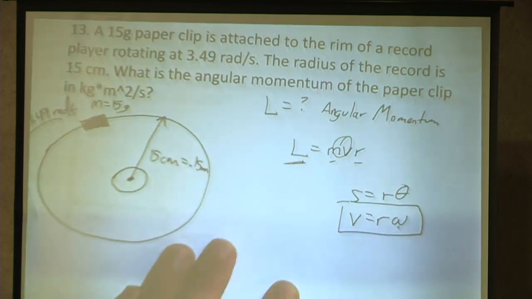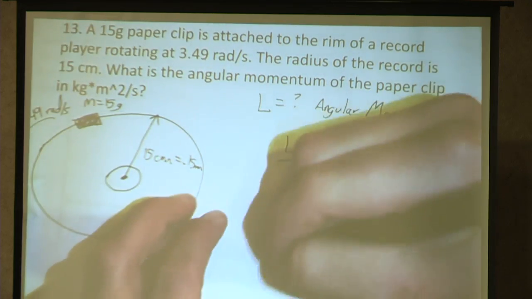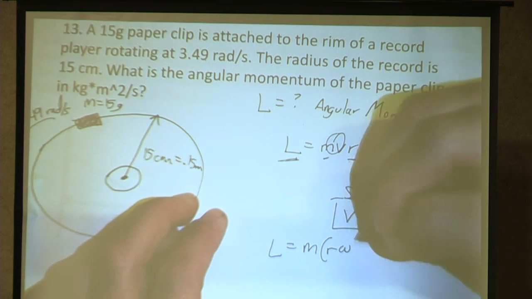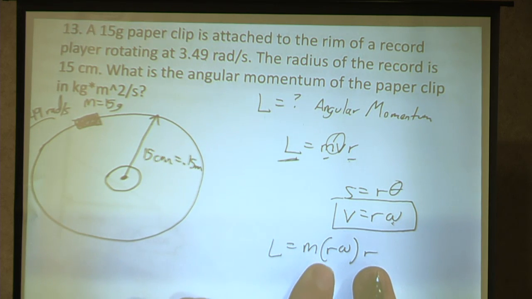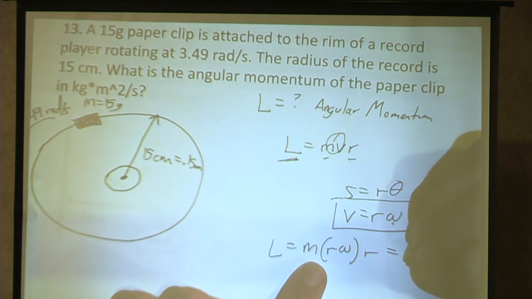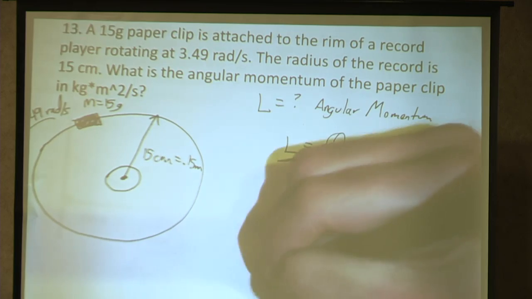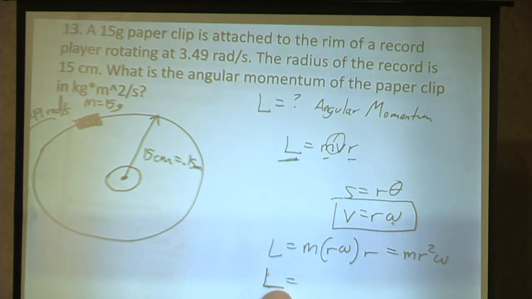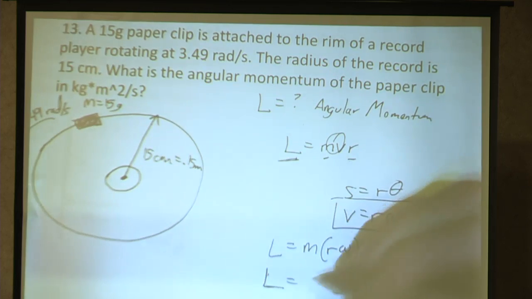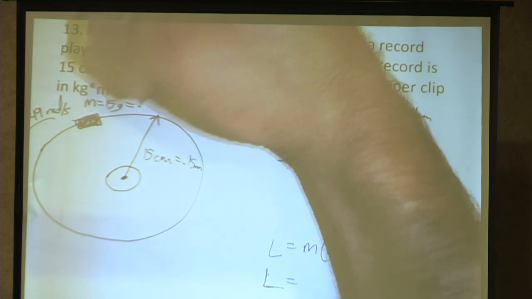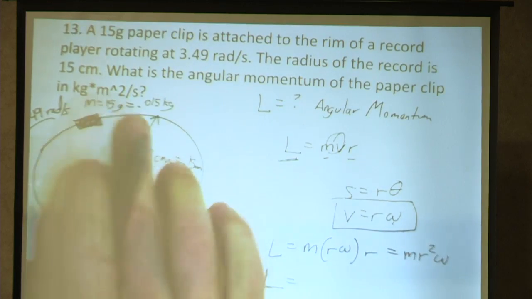So I'm going to rewrite that equation up here as L equals M times R omega times R. Because there's two R's, I'm just going to write this as M R squared omega. So now we can find our angular momentum in terms of all stuff we know. L is going to be equal to the mass, which is 15 grams. So I'm going to need to actually convert this to kilograms, because remember, kilograms is the SI unit.